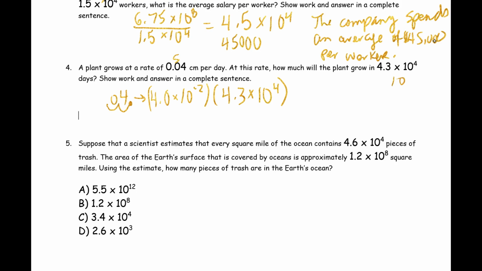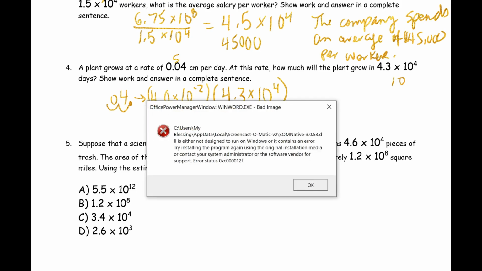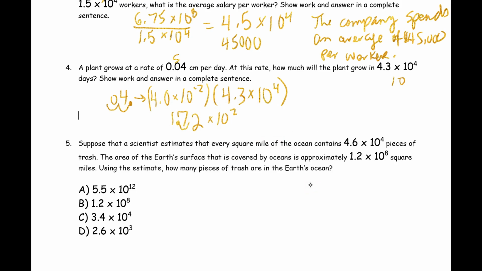So 4.3 times 4 gives me 17.2. And then 10 to the negative 2nd power times 10 to the 4th power. We add those, gives me times 10 to the 2nd. But everybody, the multiplier is greater than 10. So we actually need to take, remember give and take. Take that and you need to give there. So this now becomes 1.72 times 10 to the 3rd power.